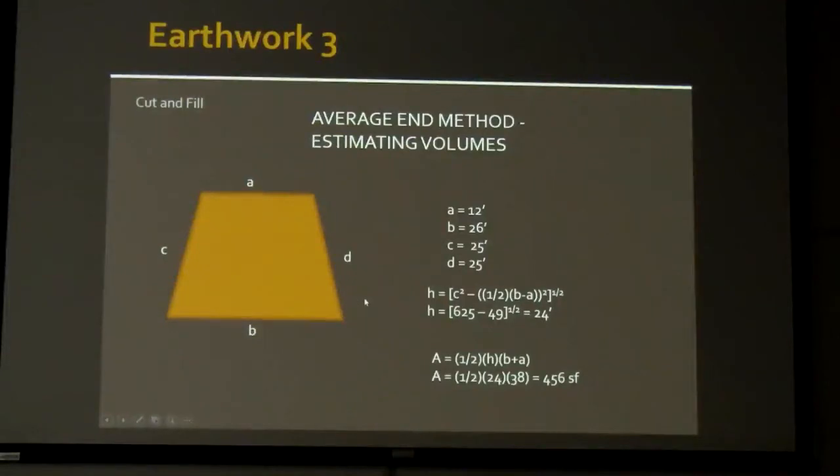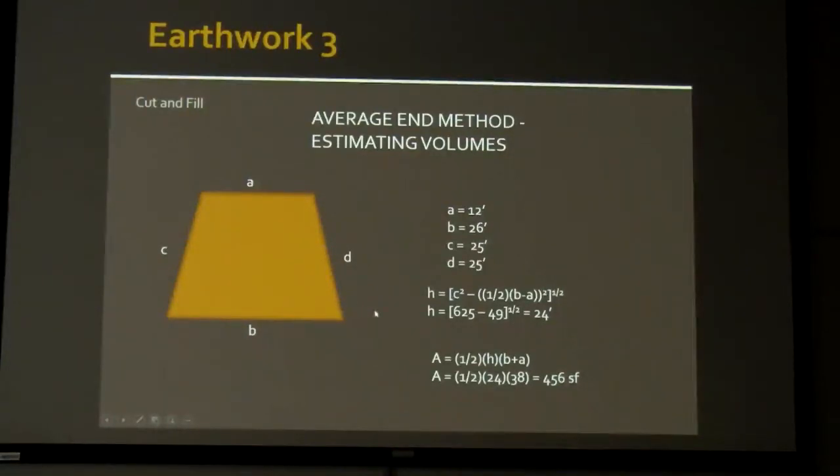The height, using the Pythagorean theorem, where d squared would be equal to h squared plus 1/2 of b minus a, which is what this formula says. So we're looking at the area; if we want to look at this distance here, we'll be subtracting this amount twice from this area.